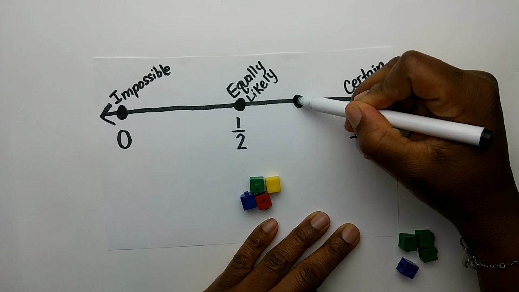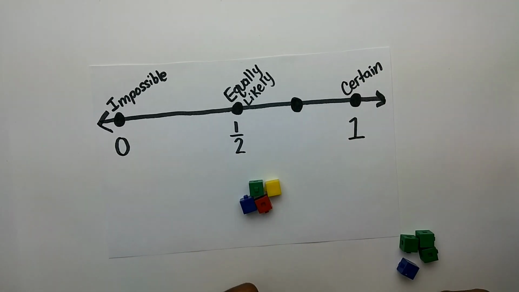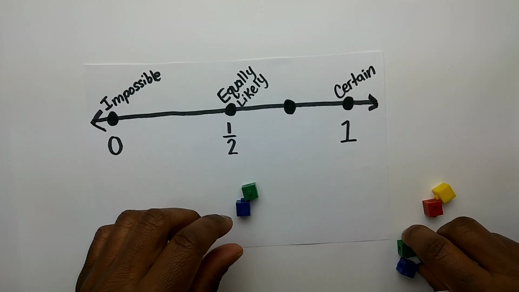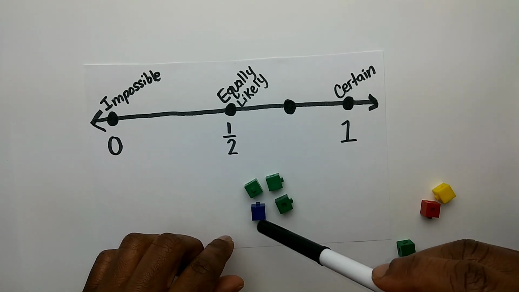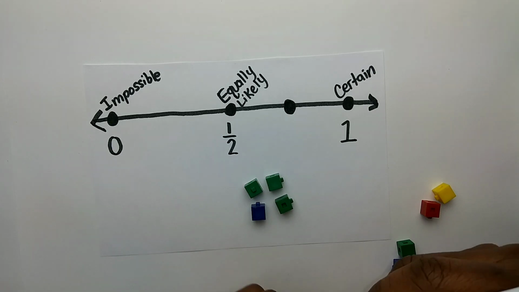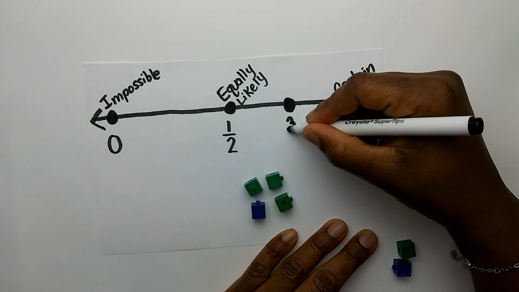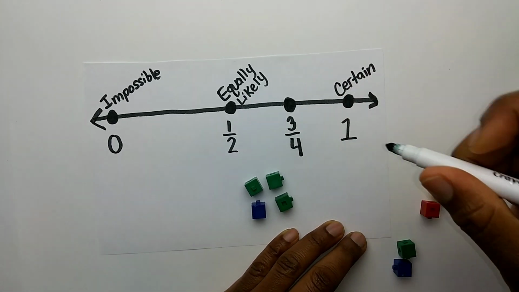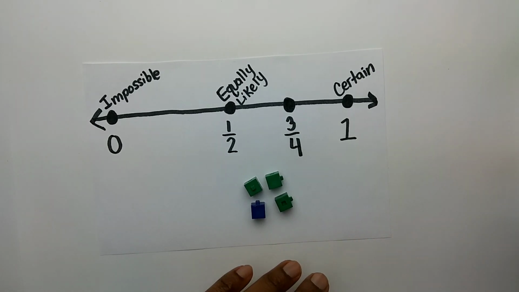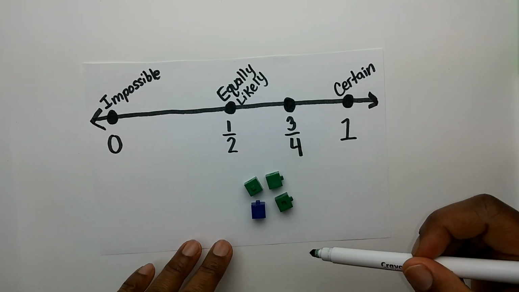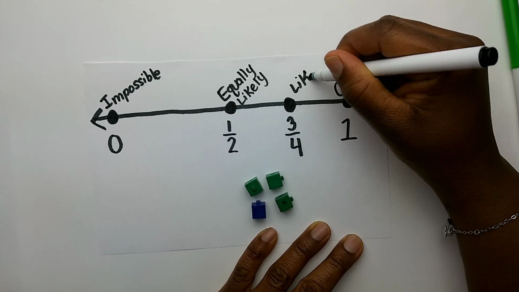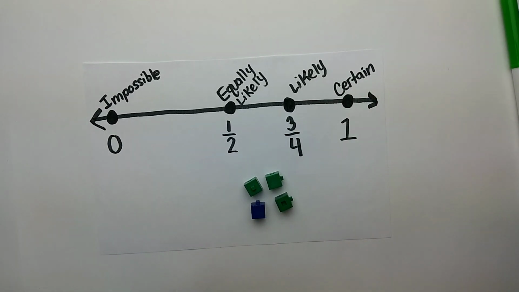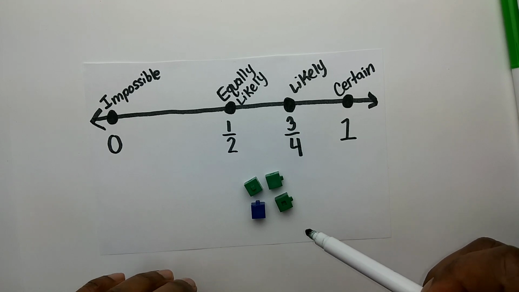So if I want to replace these and say, okay, now look, I have 3 out of the 4 are green, which is 3/4, which falls right between 1/2 and 1 whole. And I say, what is the probability that I will pick a green? You will say, well, it is likely. Okay, it is likely that we will pick a green in this event.